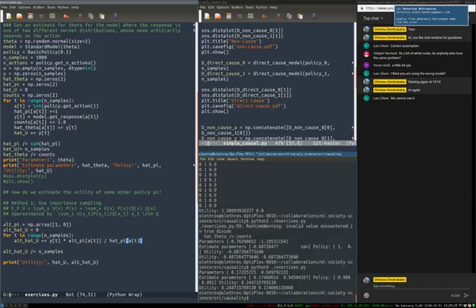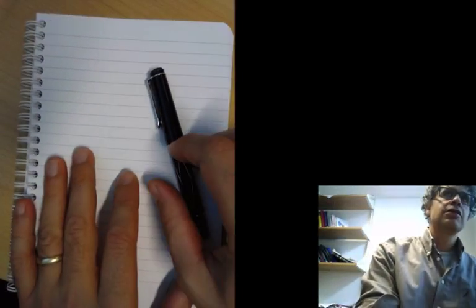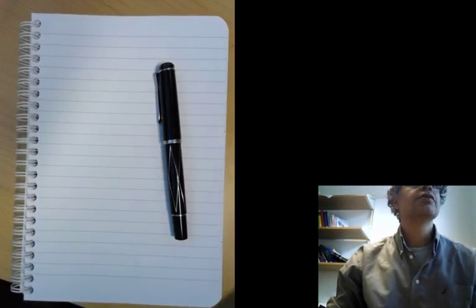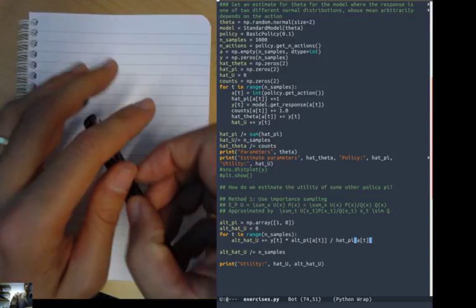Yeah? So just write this. What's the obvious optimal policy? Let's see, what's this one? Okay. So what is the obvious optimal policy here?